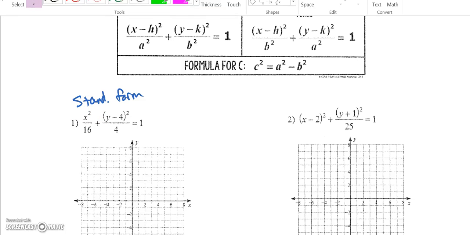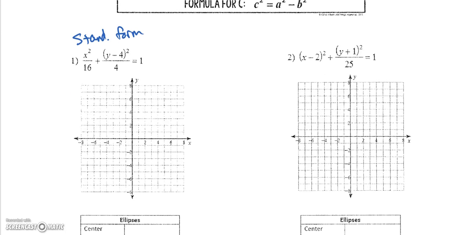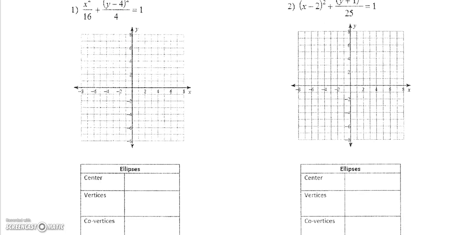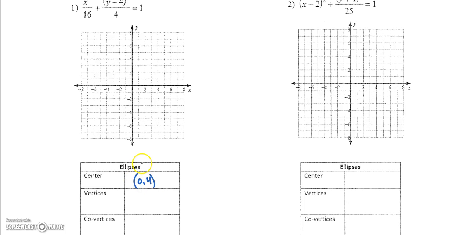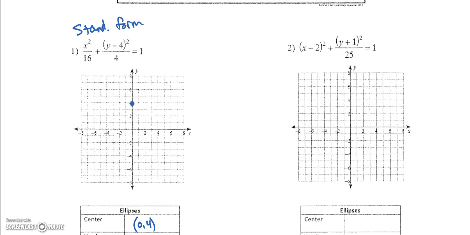Similarity of this with a circle: you'd find the center exactly how you think you would. This is x minus 0, y minus 4, so my center is going to be 0, 4. Next, if you think about a radius of a circle, that was how much we would go to the right and to the left, up and down. We're still going to think distance right and left, up and down, but it's not going to be told by this value here because that's always going to be one when we're in our standard form. So it's the constant in the denominator below our x value.